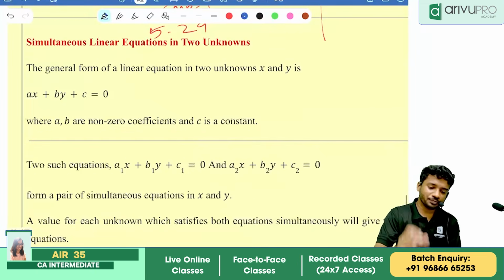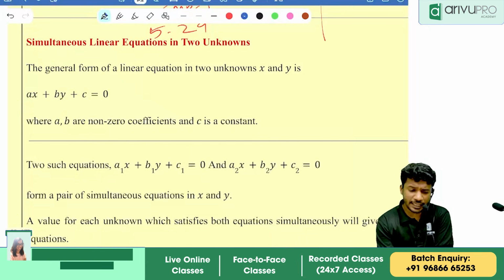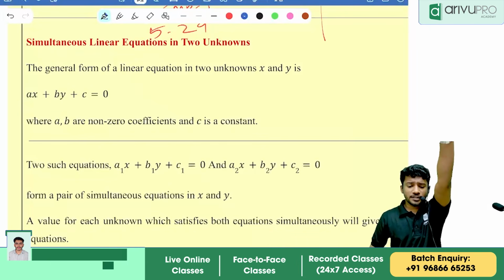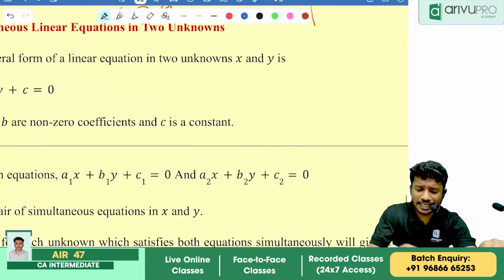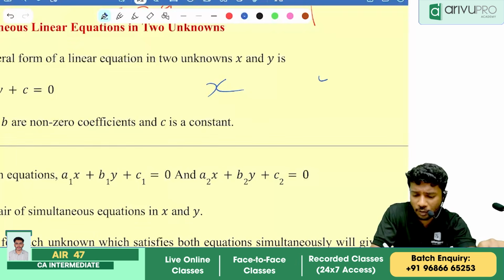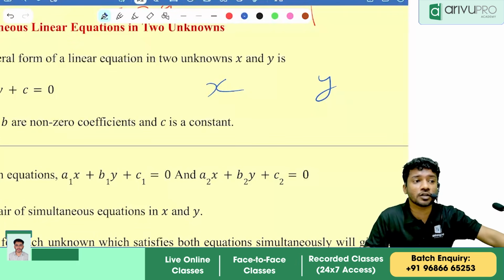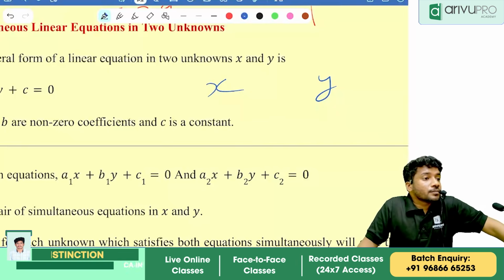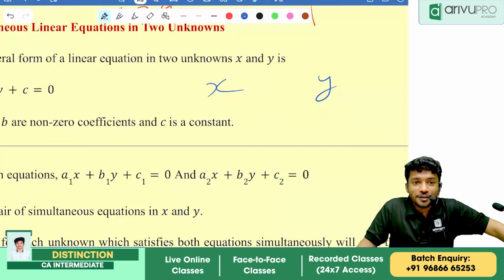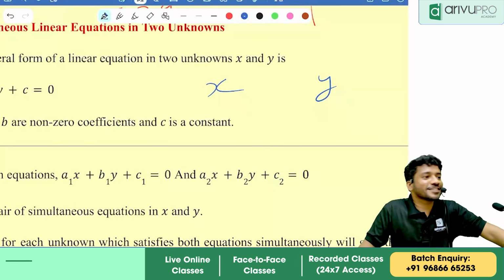People, look here. Simultaneous linear equations with two variables. Two variables means there will be one unknown and another unknown. Two unknowns will be there in the question. Don't talk, don't talk. Can I get silence?